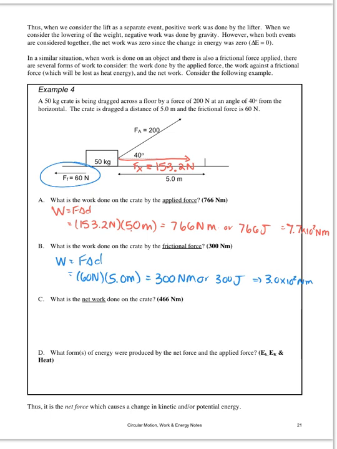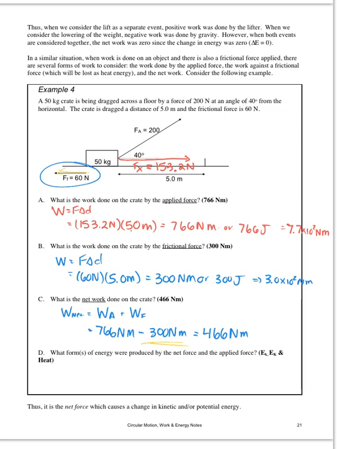What is the net work done on the crate? So work is the applied plus the frictional, considering their signs. So the applied force, I'm going to use its unrounded value, was 766 Newton meters. Take away the frictional work, so take away 300 Newton meters, and we get 466 Newton meters. Again, this one's negative because it's in opposition of our direction.